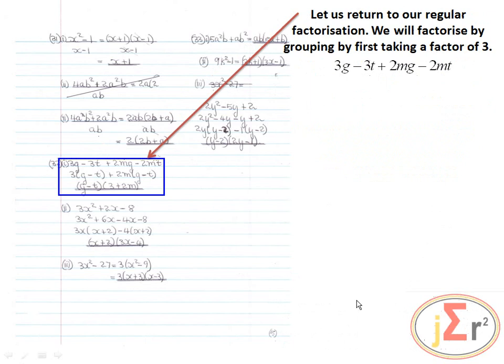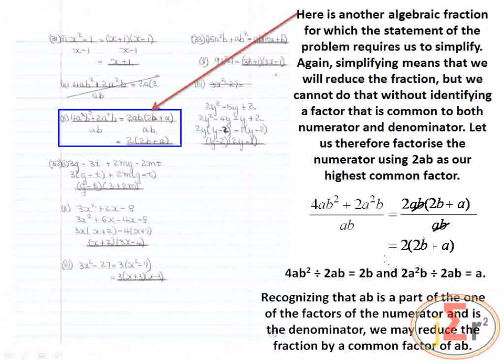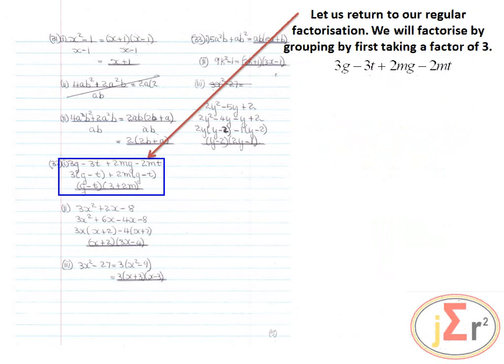Before the end of the tutorials, we will take a look at how we may adjust algebraic fractions when we are reducing them, and sometimes we do not have to adjust them. We may go straight ahead and reduce them, and we'll take a look at how we may do that. Let us return to our regular factorization.